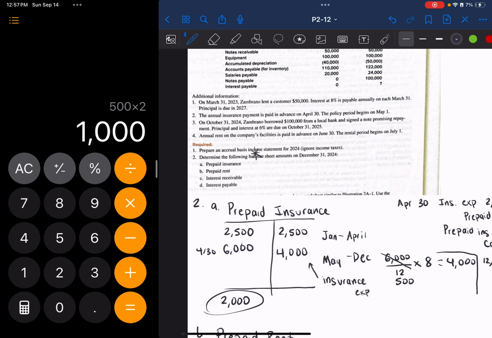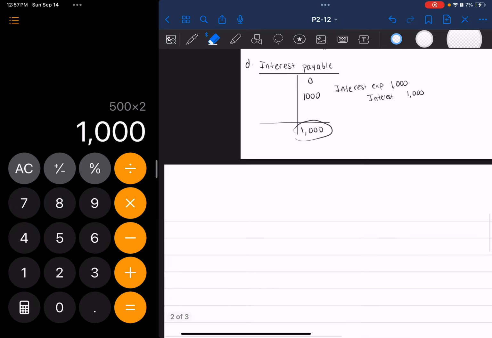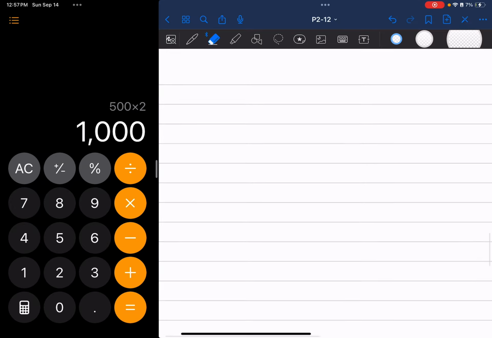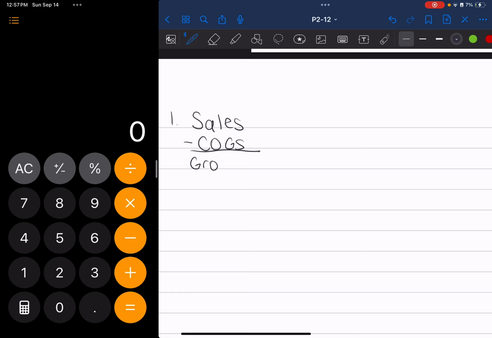And then we're going to prepare the accrual basis income statement, which is number 1. And I'm going to start that on the next page. So basically the income statement is broken down when you do a multiple step income statement. Sales minus cost of goods sold equals gross profit. And then you have operating expenses and then other income and expenses. So interest is usually not an operating expense, so it goes in the other section. But everything else we had in this problem is operating.